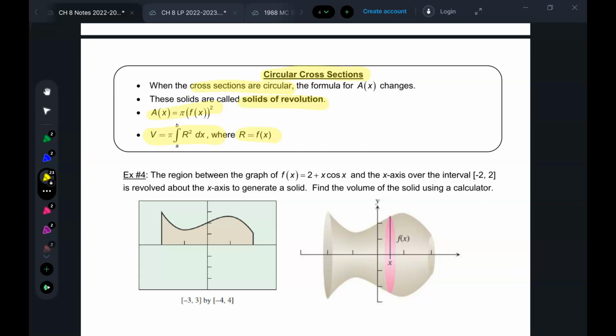So here we have a region, 2 plus x cosine x, and this is our base. Now imagine that we just start rotating the whole base. So you have infinitely many of these circles, and you get that weird shape. Like a goldfish? Okay.